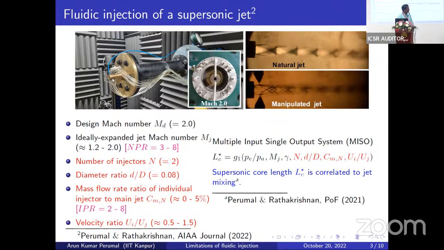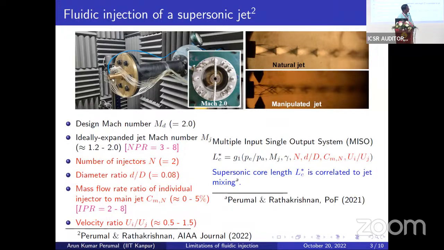The parameters which essentially play a role for the supersonic jet are the expansion ratio, the ideally expanded jet Mach number, and the specific heat ratio. Then the flow control parameters are the number of injectors, and d by D, the injection diameter ratio, which we didn't vary, except for a few cases for the validation of these scaling laws, which we'll be discussing in a few minutes. And then the mass and velocity ratio of the injections.